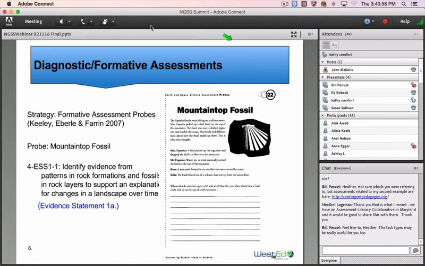This is a diagnostic formative assessment. It could be used as a short cycle test. It's a formative assessment probe that was developed by Page Keeley and her colleagues in Maine. The probe is called Mountaintop Fossil, and I think it's kind of difficult to read, so I could quickly read through it, or do you think you could see it okay?